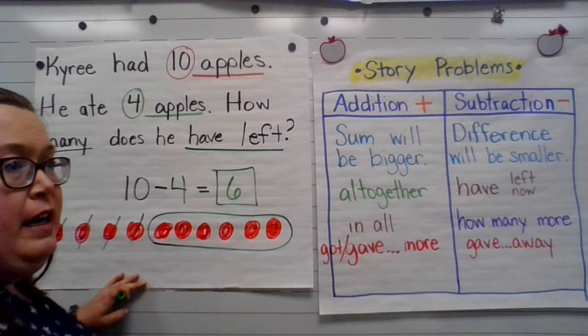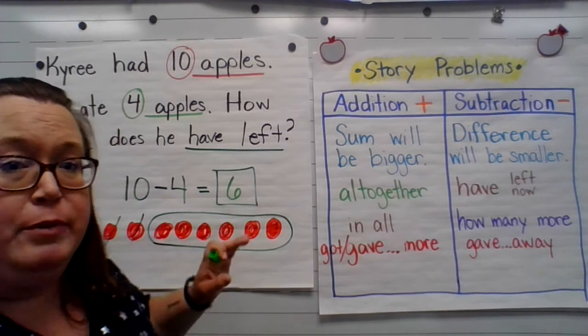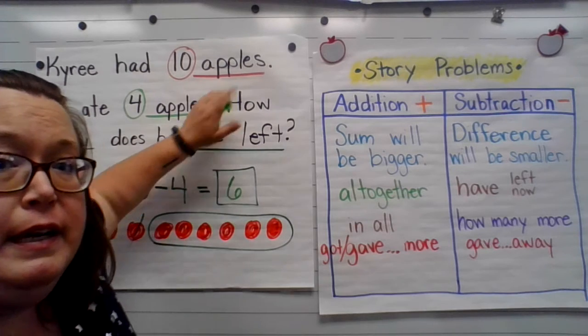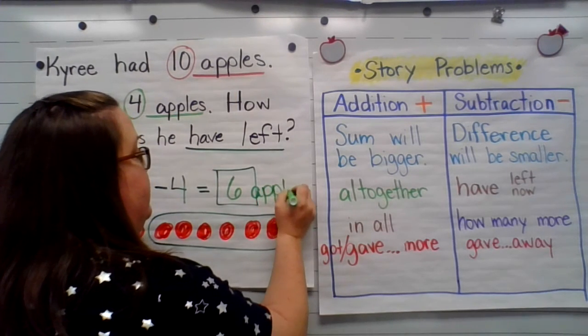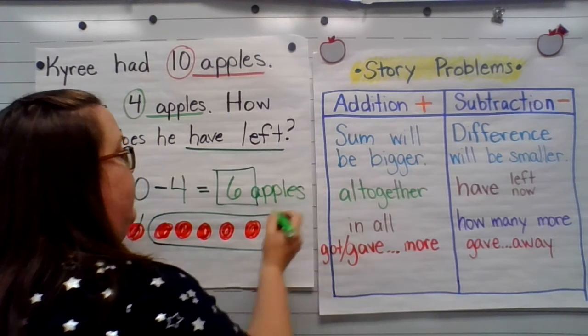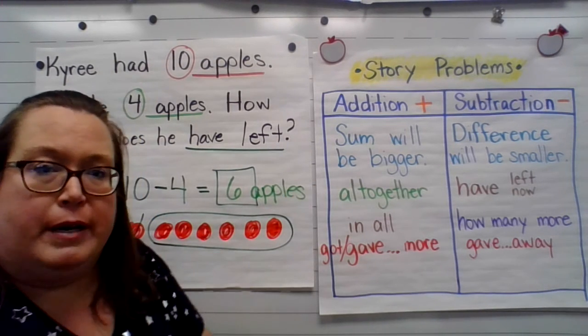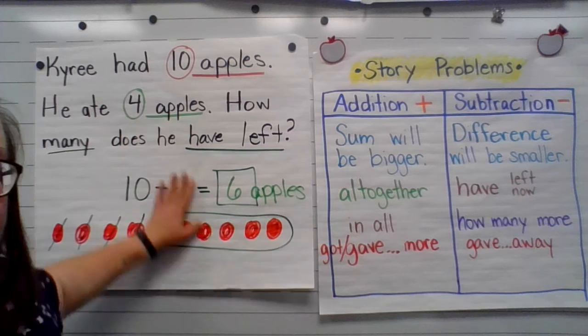And I'm going to write a unit there, a label. The label is apples. That's what we're talking about, how many apples he has left. I always need to make sure that I do that so that when I go back later, I don't get confused by what we were talking about. Good job with that, friends.